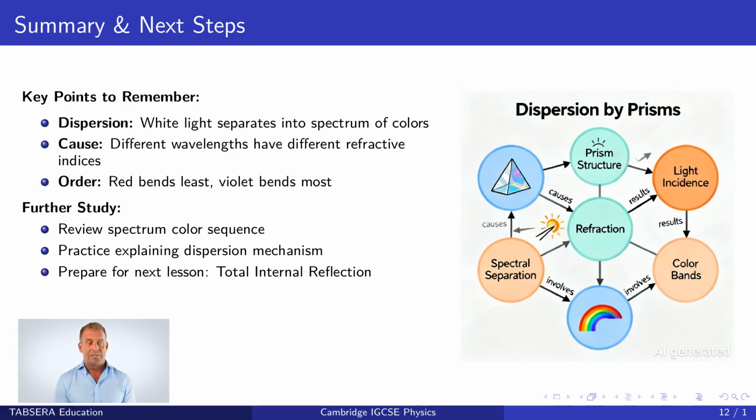Third, the order is always the same. Red bends least and appears at one end, violet bends most and appears at the other end, with orange, yellow, green, blue, and indigo in between. For further study, review the spectrum color sequence until you can recite it perfectly. Practice explaining the dispersion mechanism using proper scientific terms.